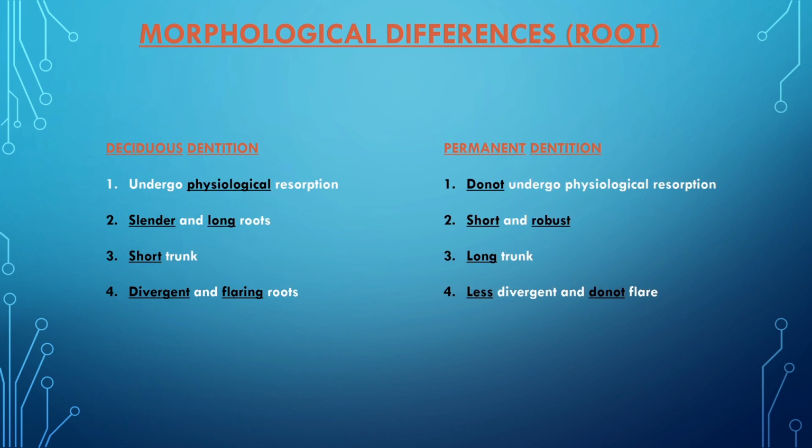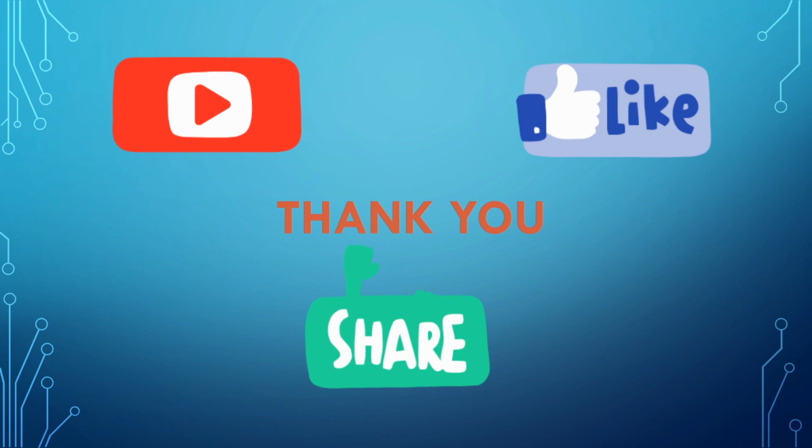Next is the morphological differences in the case of root, which is seen in deciduous and permanent dentition. In deciduous dentition, the roots show physiological resorption, whereas the permanent dentition doesn't show any physiological resorption. In deciduous dentition, the roots are slender, long, short, divergent and flaring. In the case of permanent dentition, it is short, robust, long trunk and it is less divergent and do not flare.